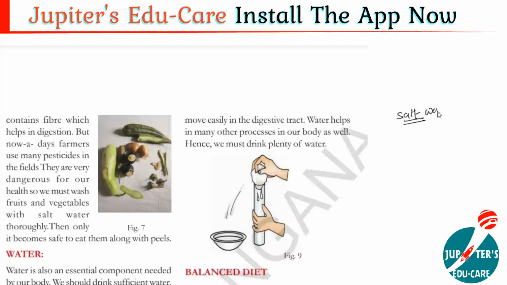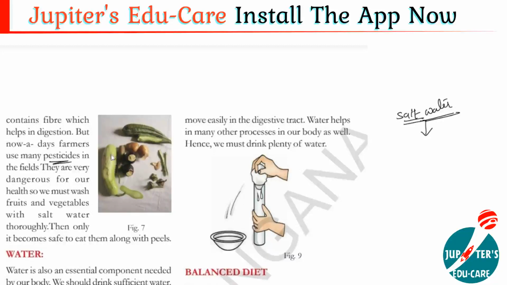Okay, salt water. Dissolve some salt in the water, and with that salt water or some warm water, you need to clean or wash the vegetables, because nowadays farmers are using pesticides to kill pests. Pesticides, insecticides. The insects may attack these vegetables or fruits, so for that purpose farmers use pesticides and insecticides to kill them.